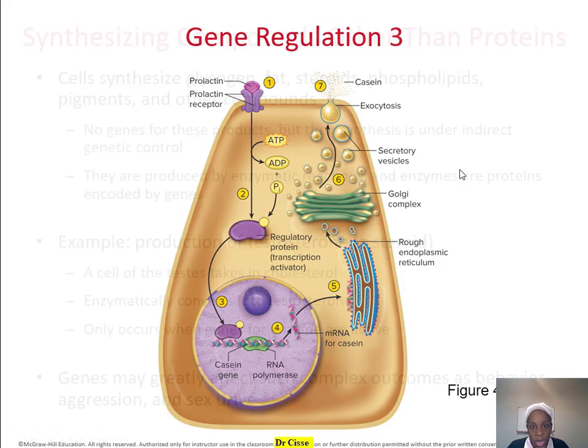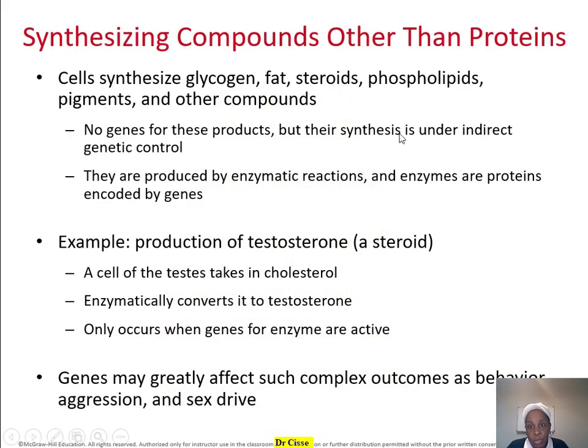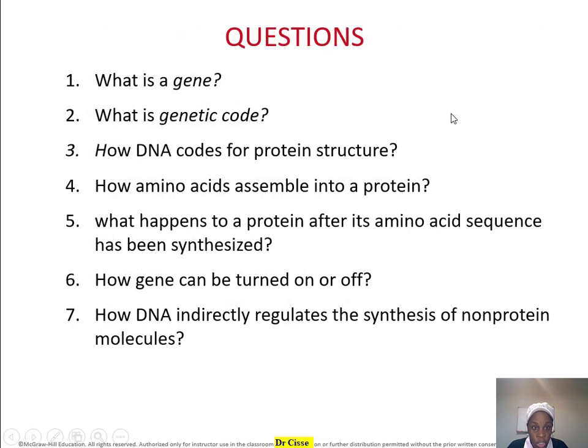So we now understand how things are processed, how proteins are made in the cell. But we have other stuff in the cell that is made that is not proteins. For example, lipids, but they're made by enzymes that are coded in a specific gene. So now question, what is the gene? A piece of the DNA that can code for a specific protein. What is genetic code? A system that allows making a specific protein from specific amino acids. How does DNA code for protein structure? By using triplets, right? Codon and anticodon, tRNA bringing amino acids.